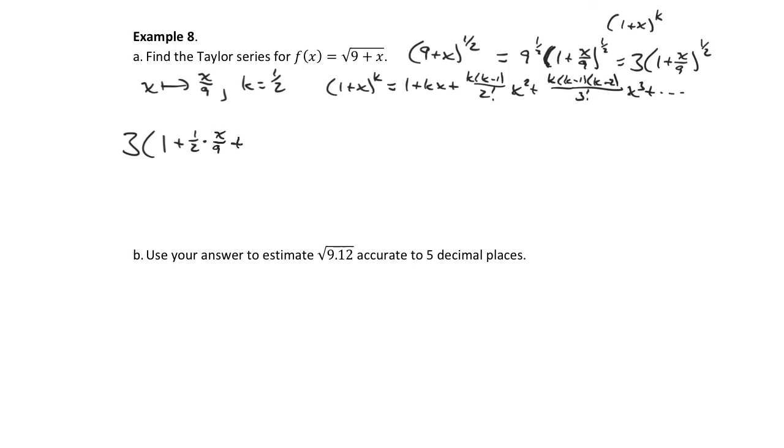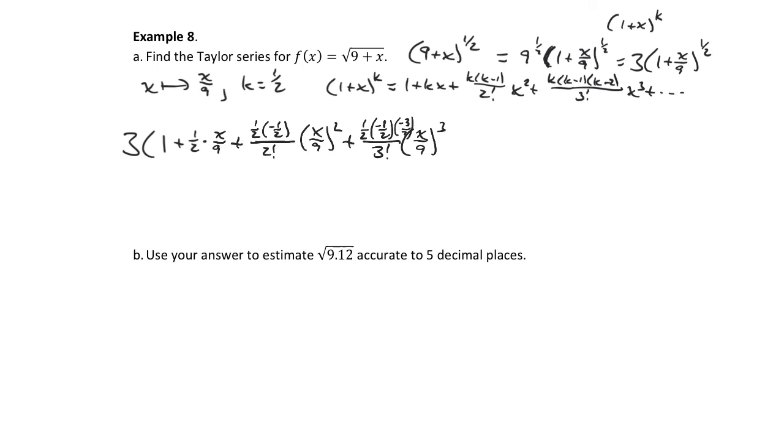And then we're going to do k times k minus 1 over 2 factorial. We're going to put the 2 factorial down here. K is 1/2. K minus 1 would be negative 1/2. And then we'll have x over 9 squared. And then we'll have something over 3 factorial times x cubed. Well, x has been replaced by x over 9, that'll be cubed. And then in the numerator, we have 1/2, and then negative 1/2, k times k minus 1 times k minus 2. Subtract 1/2 again, negative 3 over 2.